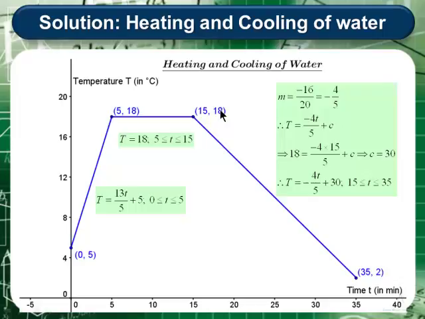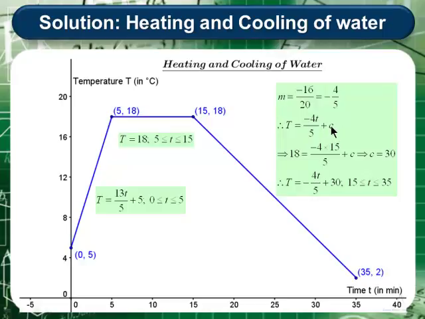So the temperature changes from 18 to 2, so that's minus 16, while the time interval changes from 15 to 35, which is 20, so the gradient is minus 4 over 5. Now we still need to find the y-intercept, so at this stage this is what it looks like.